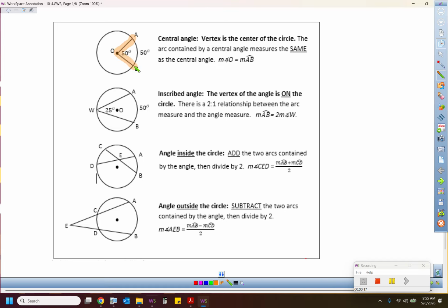Do you see that that angle is the center of the circle? Central means center. This angle's got a vertex on the circle. In that case, that's the 2-to-1 inscribed. And today's concept is about what if you had an angle that is inside the circle or outside the circle.